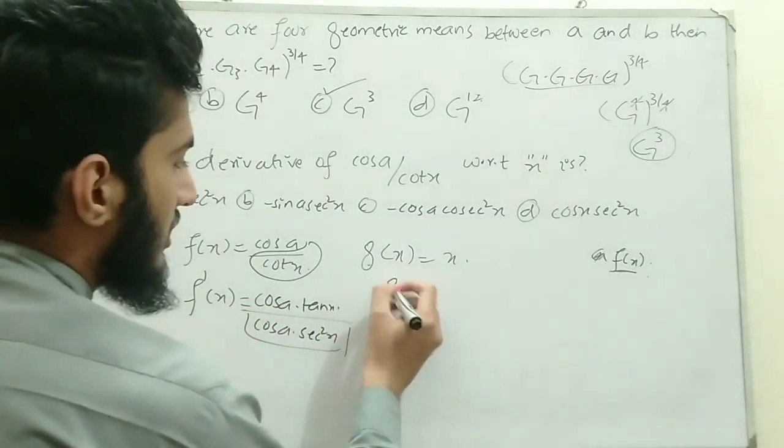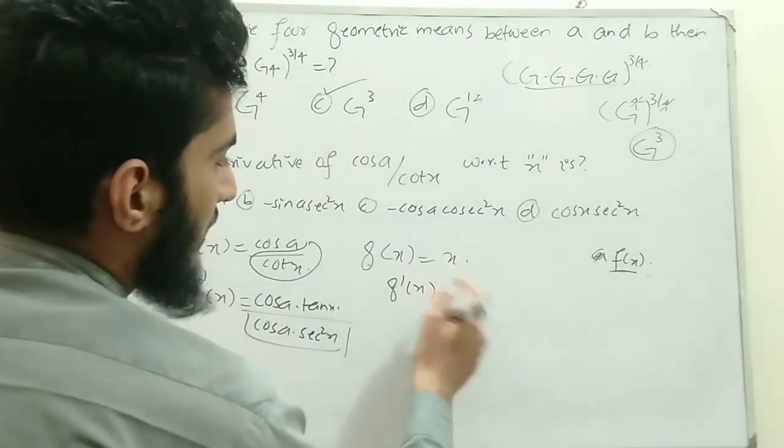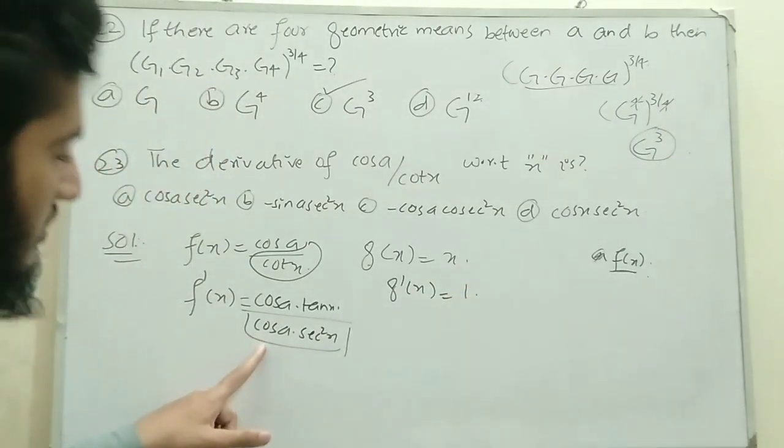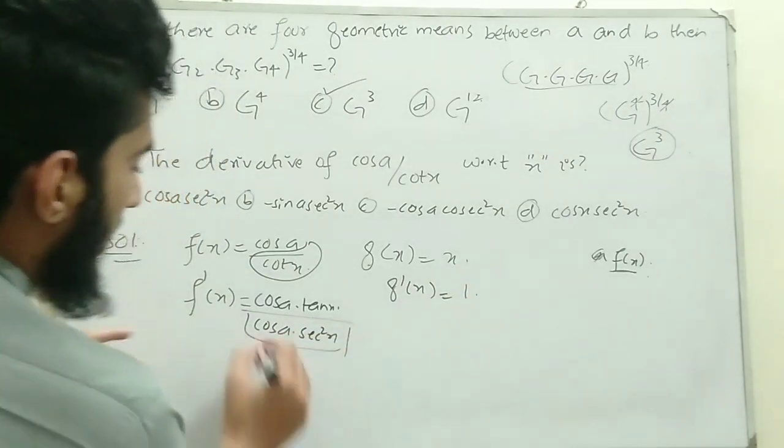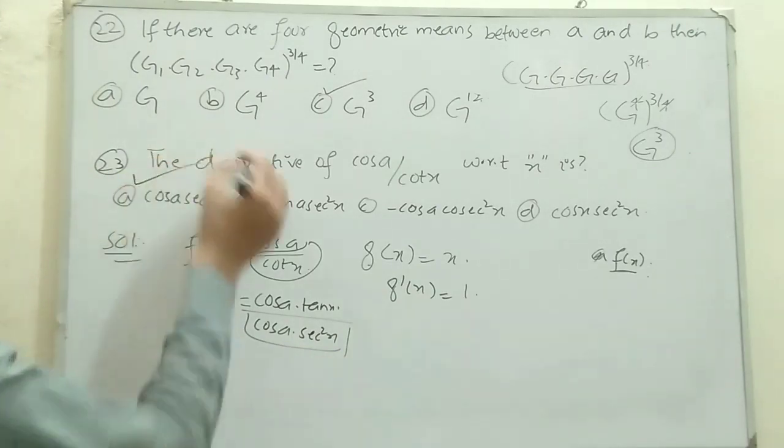And here the derivative g prime of x will be equal to the derivative of x, which is 1. Then we divide this first derivative by the second. So it will give us cos A secant square A. So the correct option is option A.